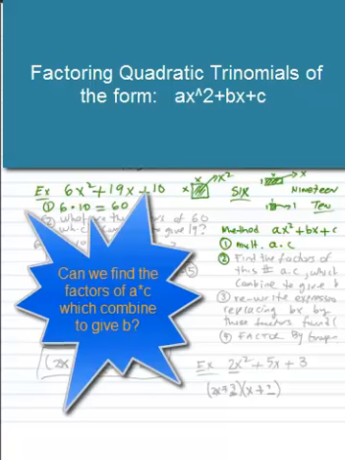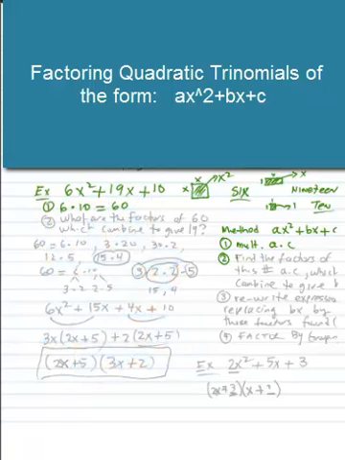Now the second step is, can you find the factors of that number that you just found that combine together to give the middle term b? So in the example we're working, what are the factors of 60 which combine to give 19? And again, the numbers have to do two things: multiply together to give 60, and at the same time add together to give 19. If we can find the pair of numbers that work, we will be able to factor the problem. If we cannot find a pair of numbers that work, then it would be prime.